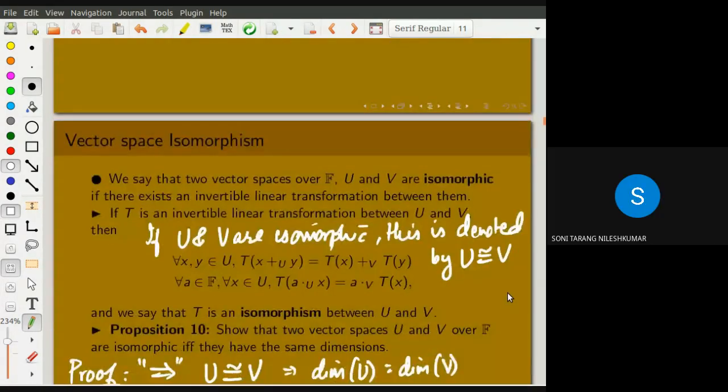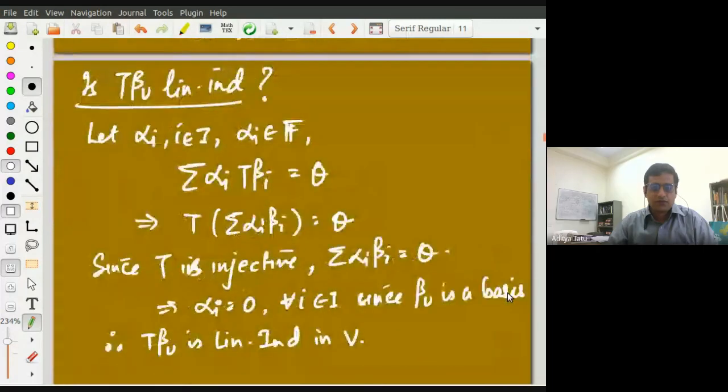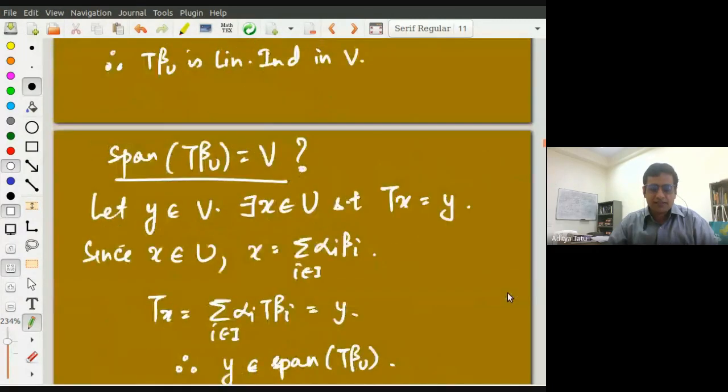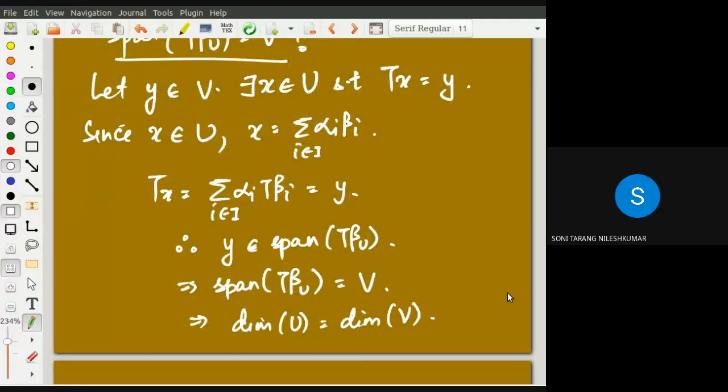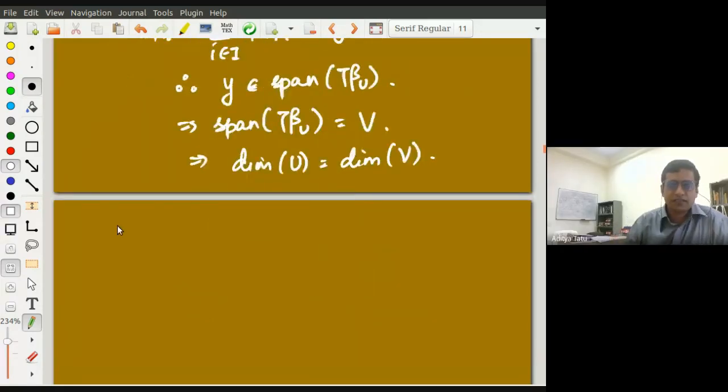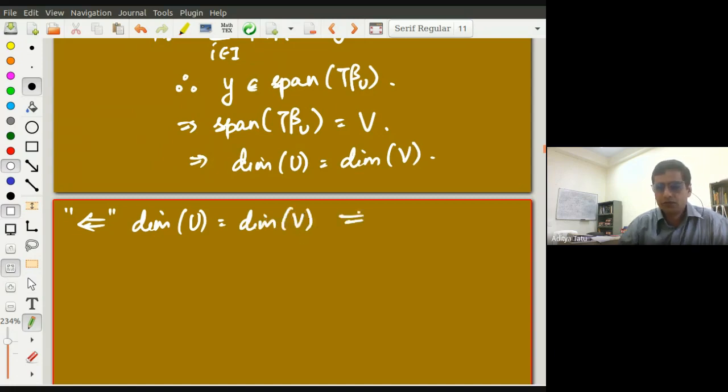Okay. So I hope that answers this question that you had, right, Tarang? Yes, sir. Okay. What is the other way around? We are given that the dimensions of U and V are the same. We need to show that U and V are isomorphic. How do we show that?